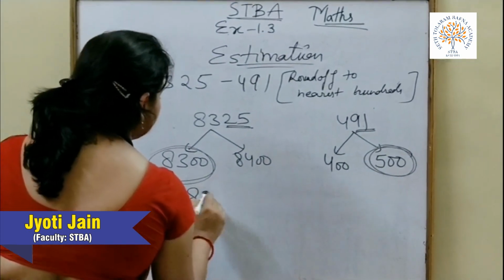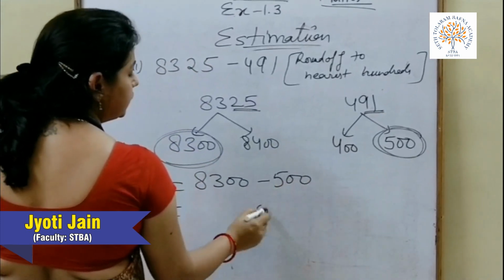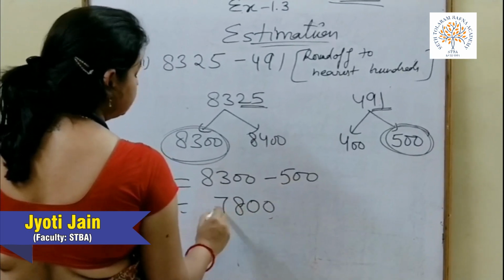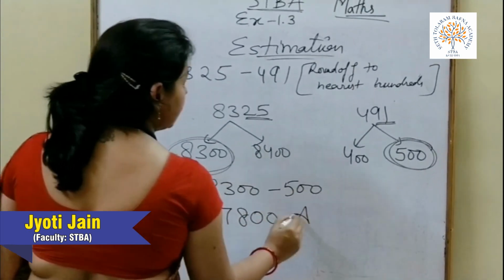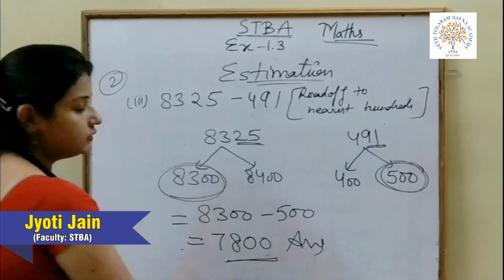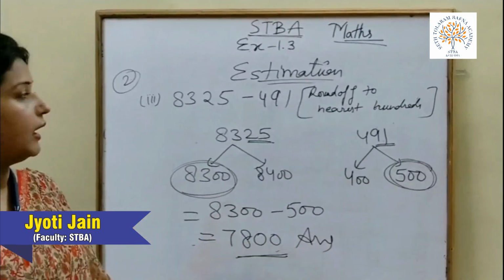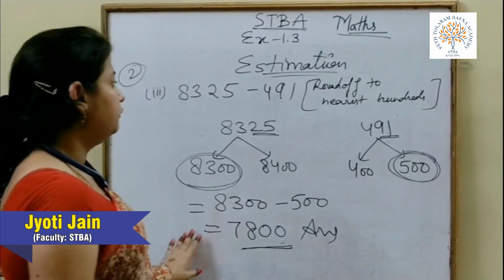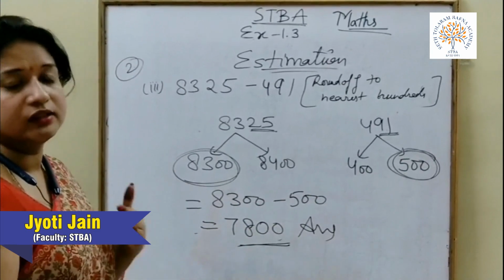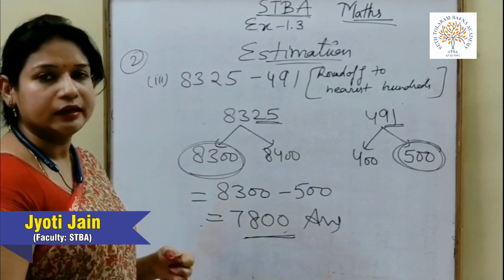So write it here, 8,300 minus 500. So 0 minus 0 is 0, 0 minus 0 is 0, 13 minus 5 is 8, and 7. So the answer is 7,800. This is our final answer. These all questions are related to estimation, and there is no fixed rule. We will do the calculations based on our preference. This is based on our convenience. According to us, we will convert numbers into the nearest tens, hundreds and thousands.